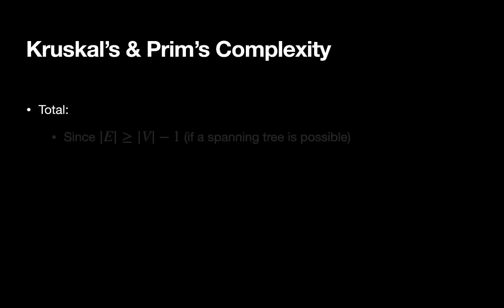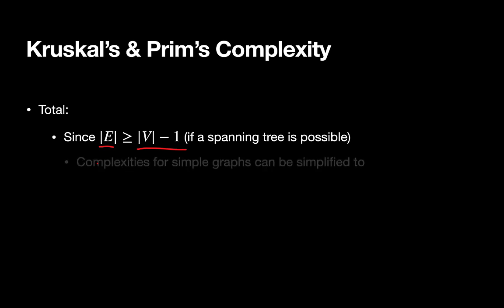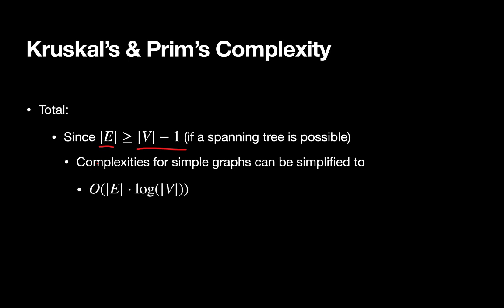Just to compare that with Prim's algorithm, if we've got a spanning tree, we can make some assumptions here. We know with the spanning tree that the total number of edges has to exceed or be equal to the number of vertices minus 1. Otherwise, a spanning tree just isn't possible. So for simple graphs, we could also simplify the time complexity of Prim's algorithm to be the same expression. It's based on the number of edges times the log of the number of vertices.